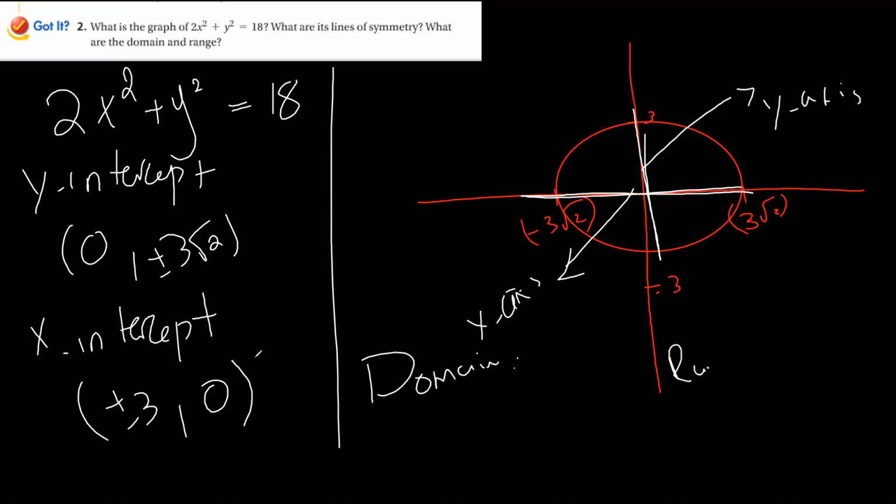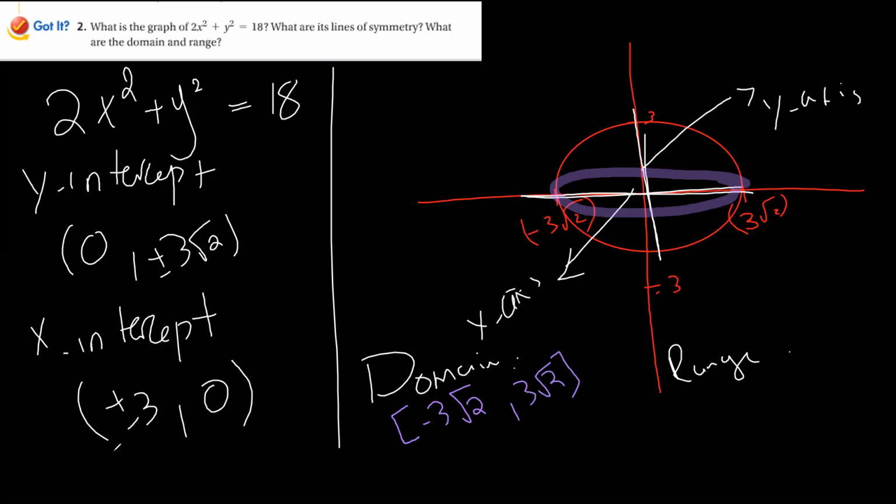All real numbers from negative 3 square root of 2 to positive 3 square root of 2. Look at the x values here. The x values are from negative 3 square root of 2 until positive 3 square root of 2. So that means the domain is all real numbers from negative 3 square root of 2 until 3 square root of 2. Now what about the range? I'm talking about the y-axis, the y values. So all real numbers from negative 3 to 3.